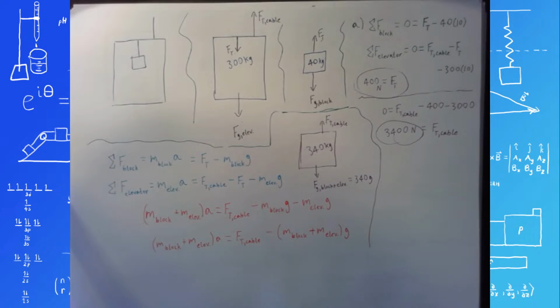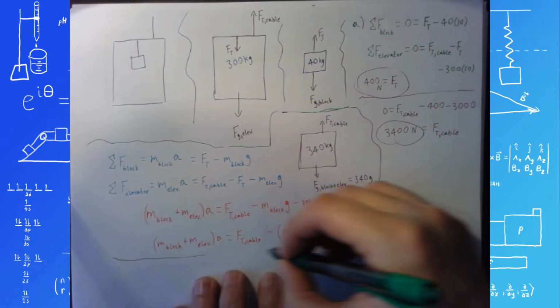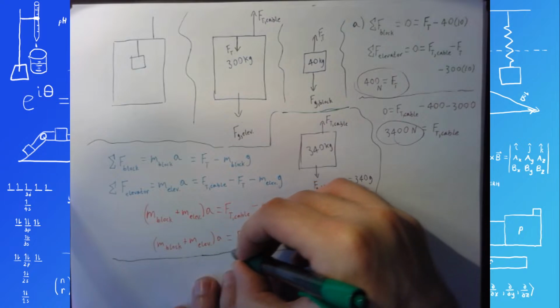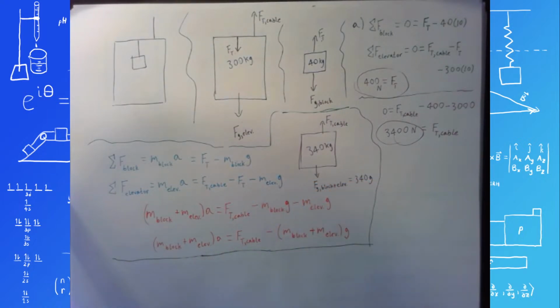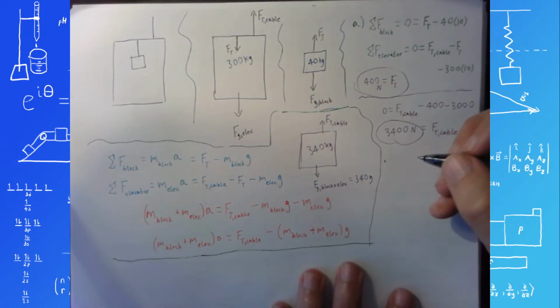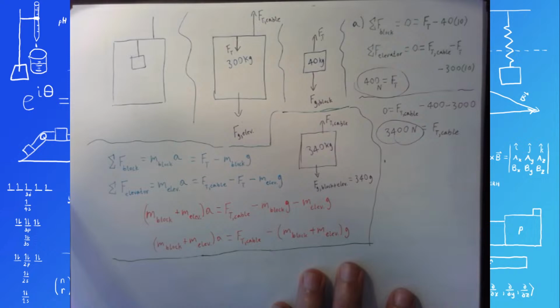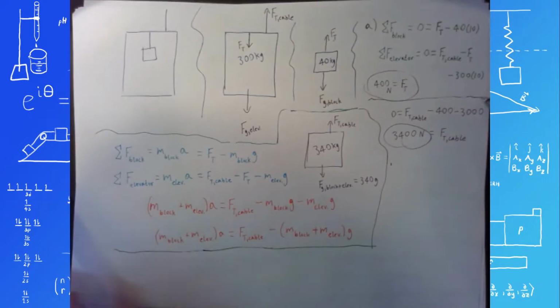Part B says what's the tension in the cable when the elevator accelerates upward at a rate of 8 meters per second squared? What happens if the elevator accelerates upward at a rate of 8 meters per second squared? Okay, so defining up as the positive direction, I'm actually going to do it down here.